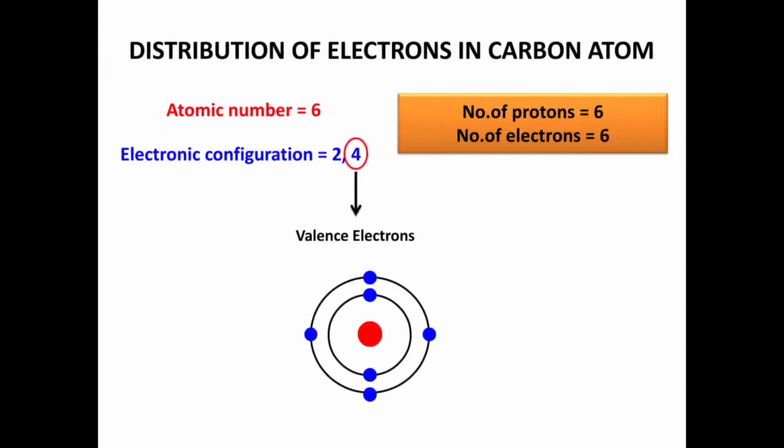Valence electrons in carbon atom is 4. So, valence electrons are nothing but the number of electrons present in the outermost orbit. So, here we can say that carbon atom can either gain 4 electrons or donate 4 electrons for attaining stability. So the valency of carbon atom becomes 4.